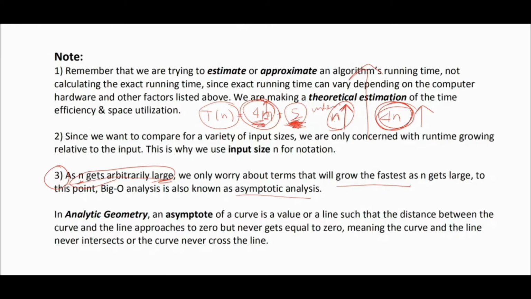That is why when we compute for big O, we would say that big O is simply n. We even cancel this one out.